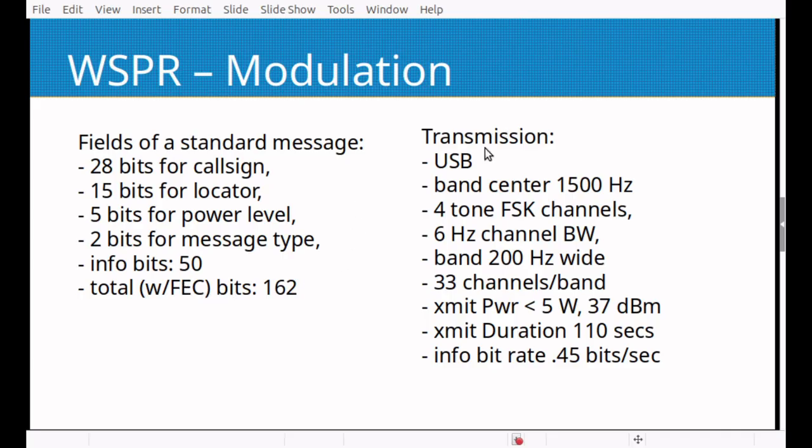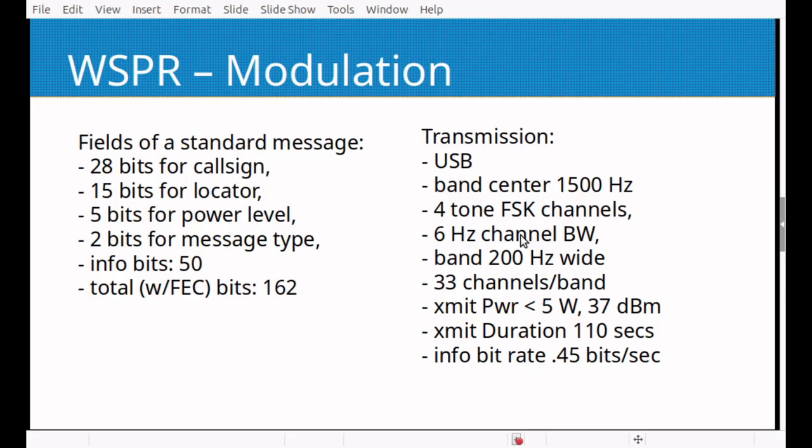The transmission in WSPR is upper sideband, and in the baseband, that is the audio band, it's centered on 1500 hertz. It uses 4 frequency shift keying channels, that is 4 separate tones are used. 1 tone is transmitted at a time. The total channel bandwidth is 6 hertz, which means that each tone is about 1 1/4 hertz spacing.